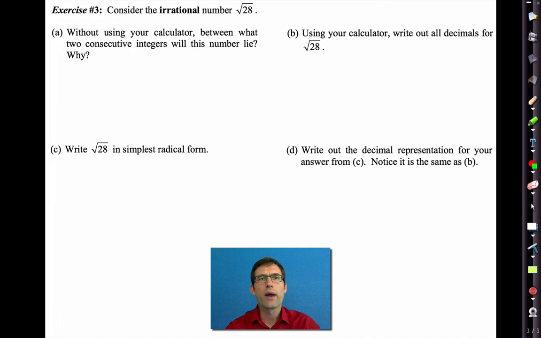So, let's play around with an irrational number. Okay, it says, exercise 3, consider the irrational number square root of 28. Well, since 28 is not a perfect square, we know that the square root of 28 is irrational, or at least I know it is, and I told you it was, so hopefully you trust me. Now letter A is kind of cool. Without using your calculator, between what two consecutive integers, right, there's that consecutive integer piece, will this number lie, and why? All right, pause the video and think about the two consecutive integers. So does it lie between 10 and 11? Does it lie between 1 and 2? What does it lie between?